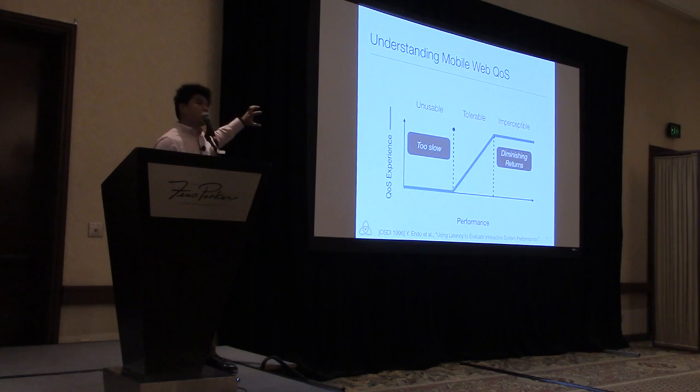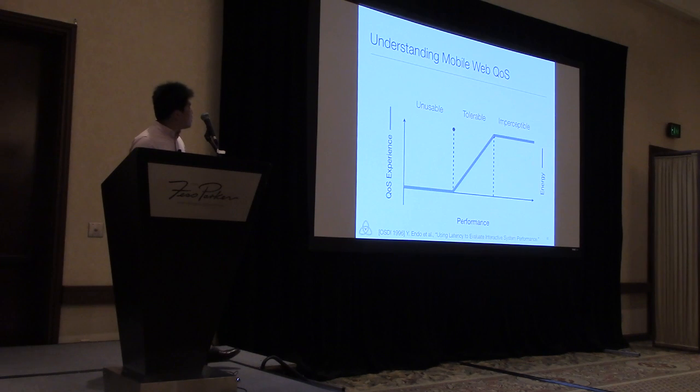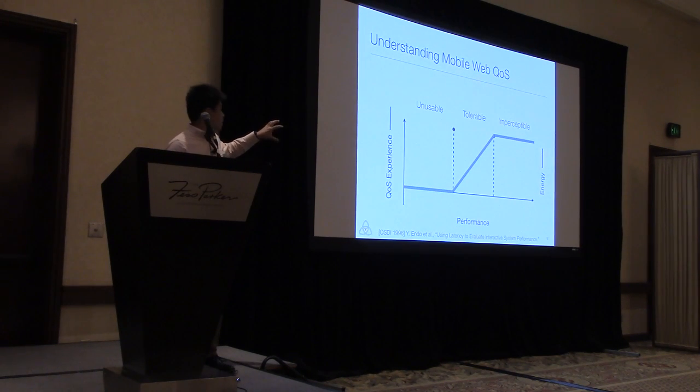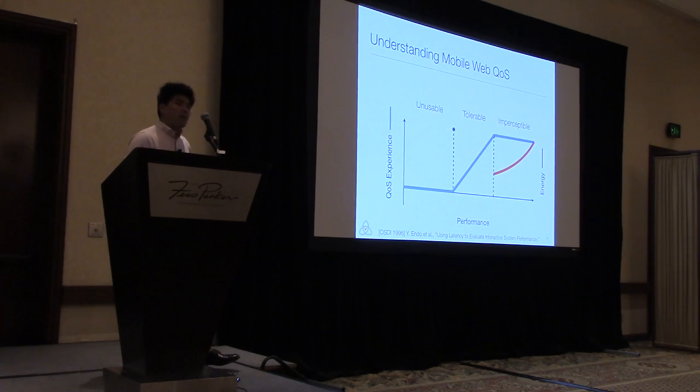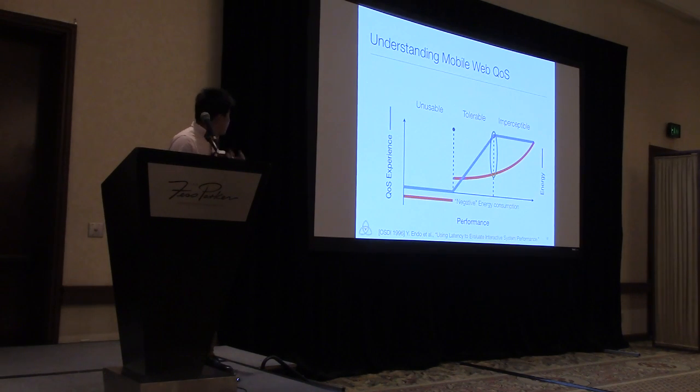Now, this relationship between QoS and performance actually has a deep implication on energy. Let me overlay the energy curve on top of the same figure. In the imperceptible region, as we decrease the performance, we're also decreasing the energy. And this means that we can actually save a lot of energy without hurting QoS. As we enter the tolerable region, this represents a classical trade-off between performance and energy. But as we enter the unusable region, we're consuming negative energy.